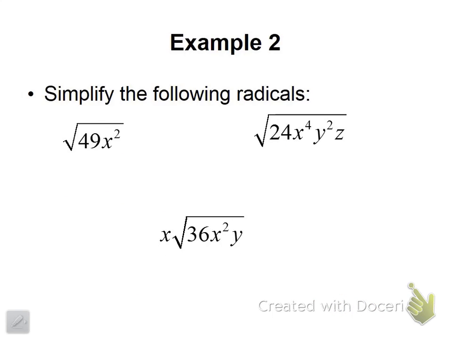Okay, so now we're going to add a couple letters in. So let's do our numbers like normal. So we know this is 7 and 7. This is x times x. So we're going to put them in our radicals. So 7 times 7, x times x.